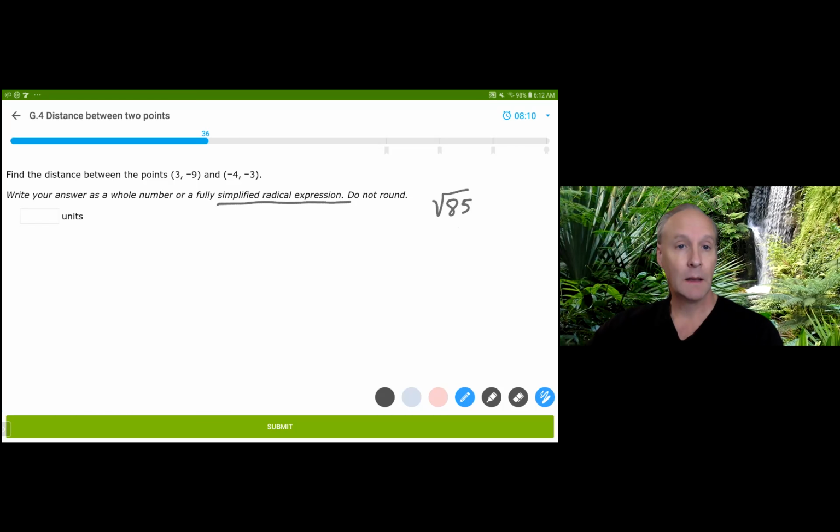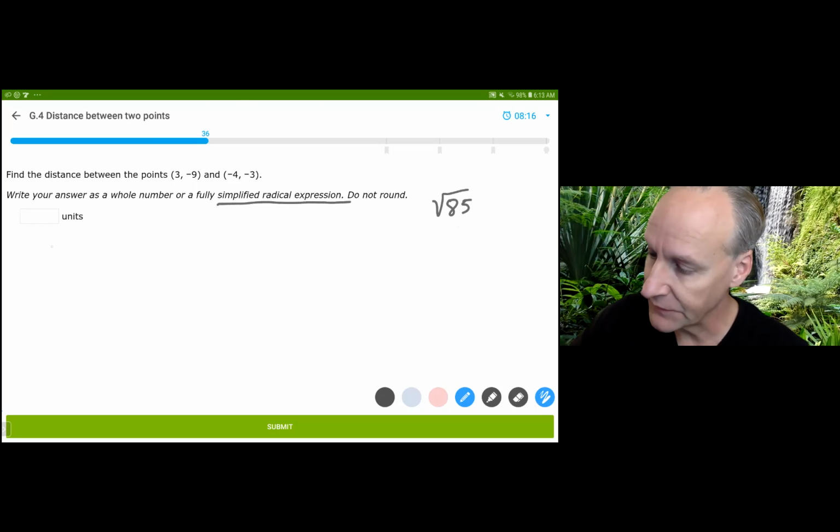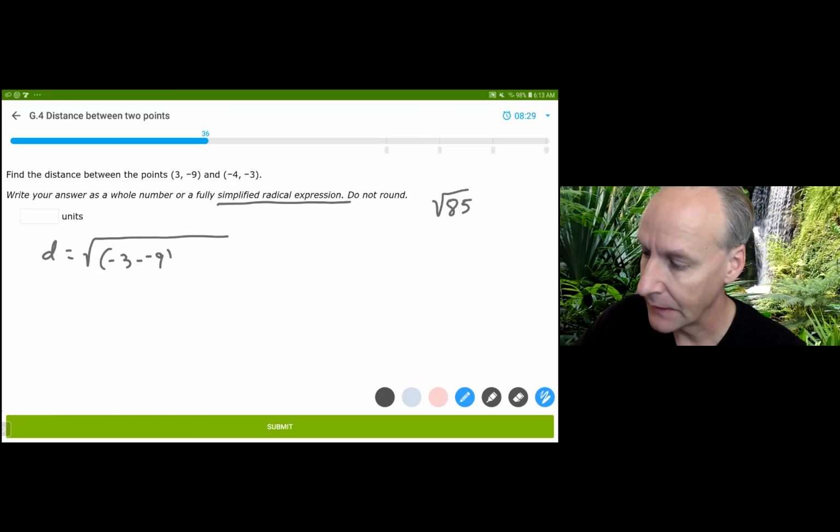Anyway, I'm going to go ahead and do it one last time, but I'm not going to write the formula. I'm just going to write it in. So the distance is equal to the square root. I'm going to do the y's first. -3, be careful, minus -9.